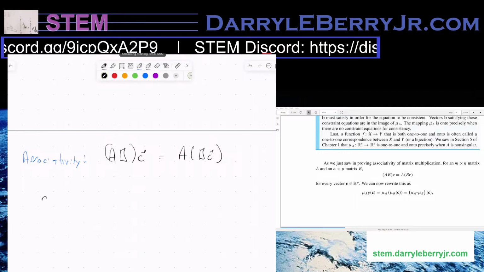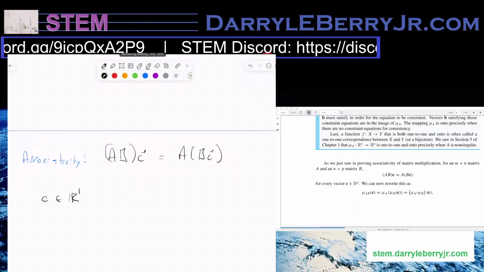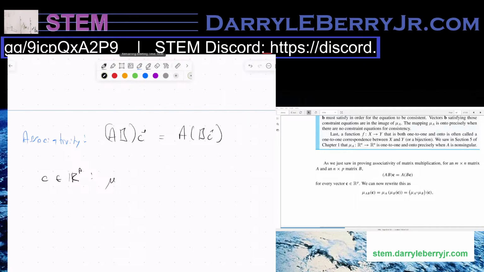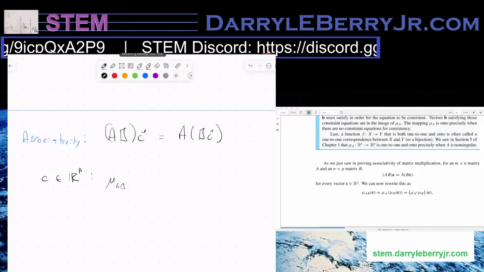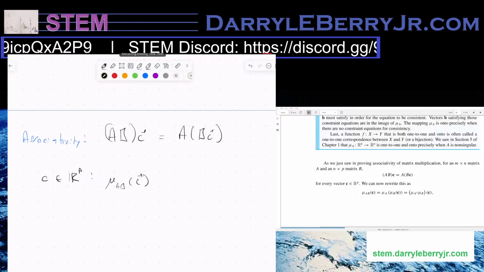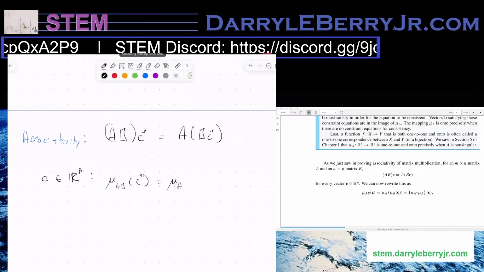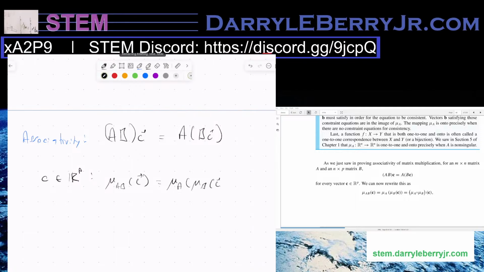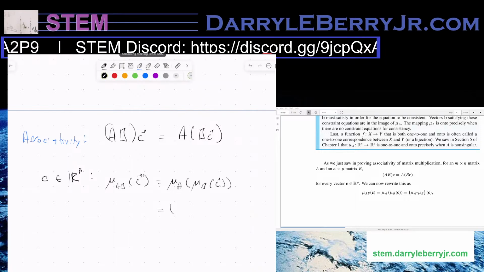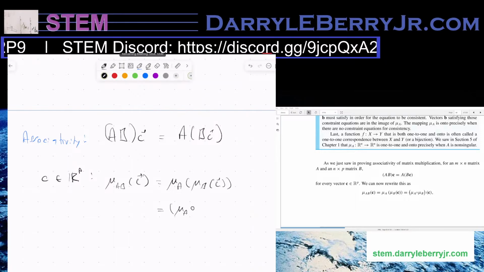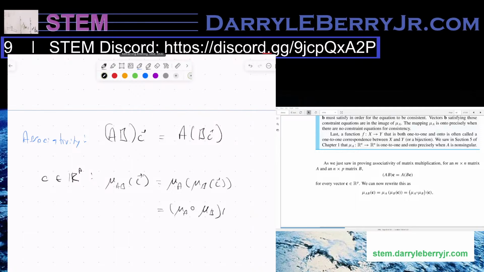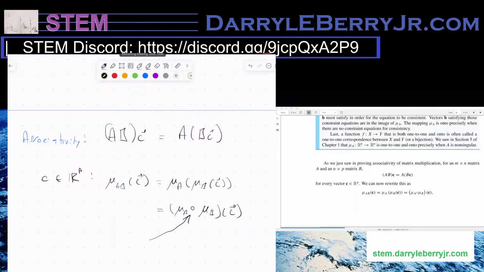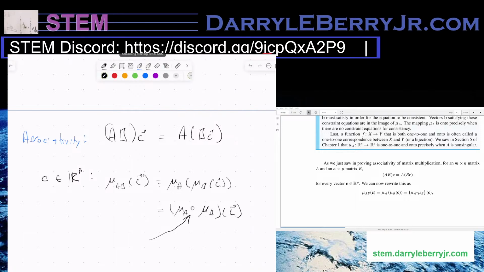And if C is in the R^p space, we can say that the function AB applied to C equals the function A applied to the function B of C vector, which equals the function A within the function B of C. And this would be one of those symbols from back in the day where it's a function within a function. So you do B, then you do A.